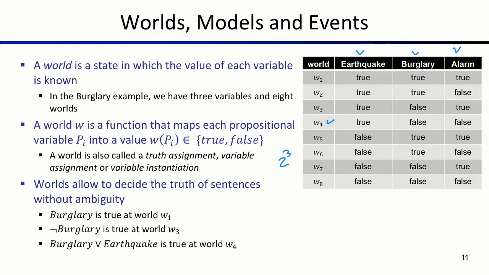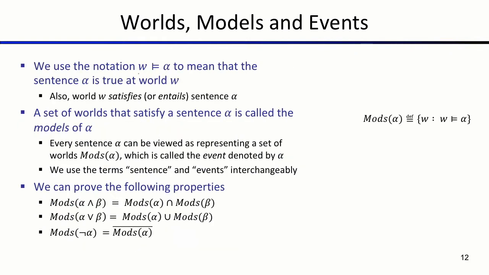That holds, right? But it also holds here in W1, because true or true is true. It also holds in W2, W3, W5, and W6. But it doesn't hold in W7 or W8 because we have false and false for the two variables, both earthquake and burglary.